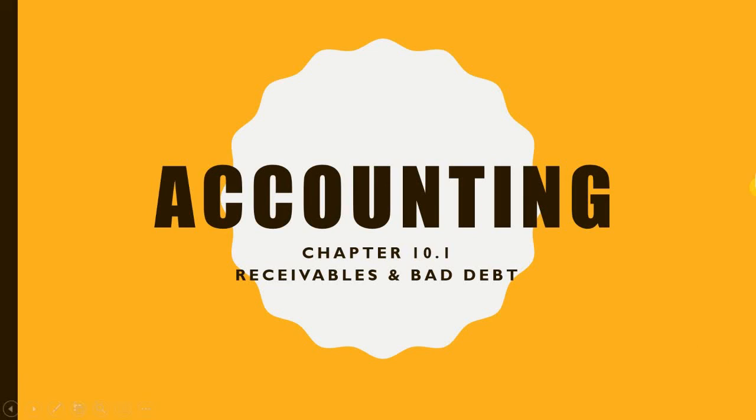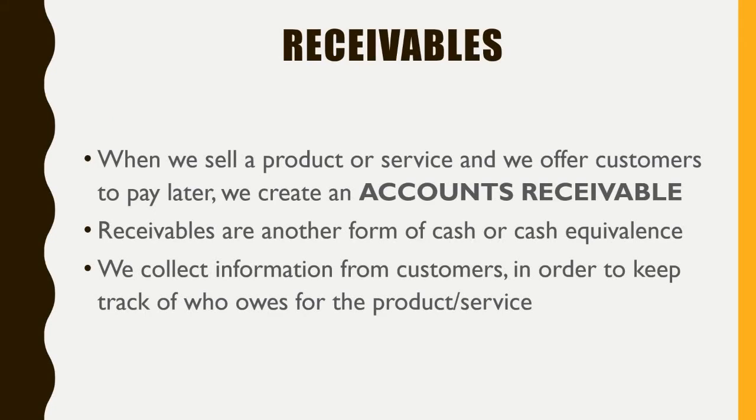So now that we learned the first section, which was dealing with cash, right? Now we're going to be dealing with accounts receivable and what happens when bad debt comes around, okay? So when we understand, right, another way that we can collect money is by allowing our customers to charge on an account, okay? And we call this accounts receivable.